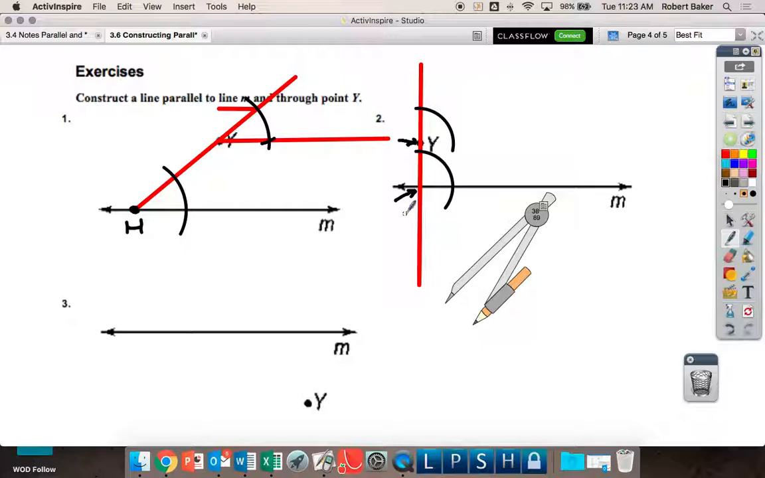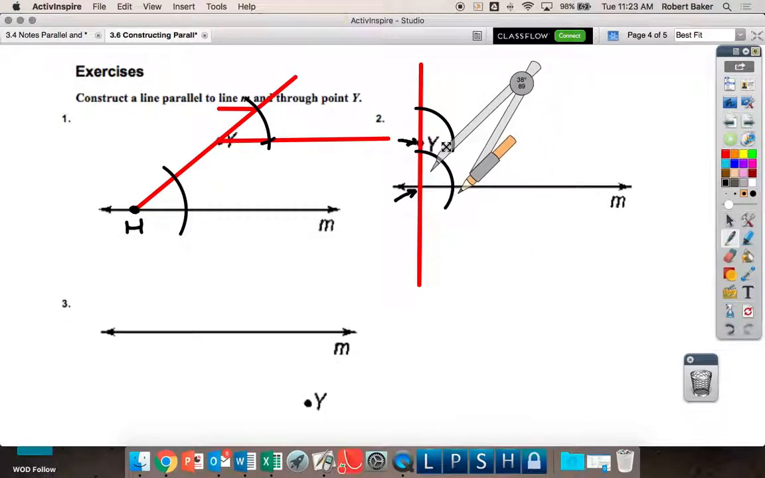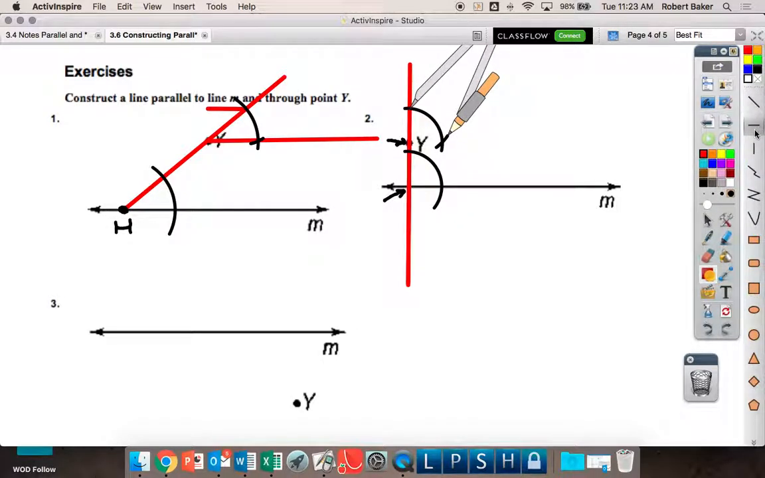The next thing I need to do is measure how big that angle is open. This angle is that big. You see that? That's easy for me to do because I can take my hand away and my compass doesn't move. So I need to go force this angle to be that big. And then I connect the dots from here to here. Crazy, right?